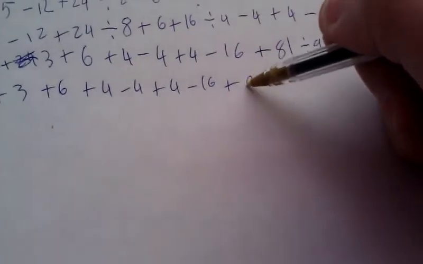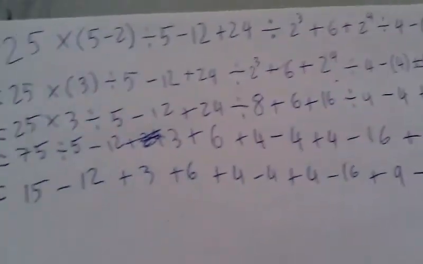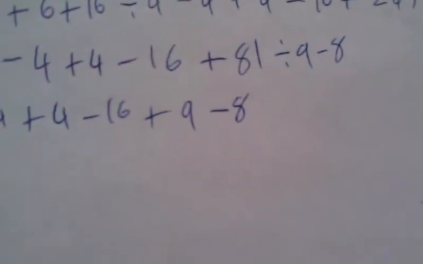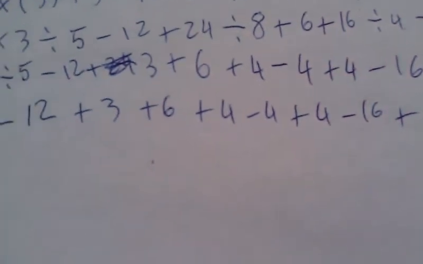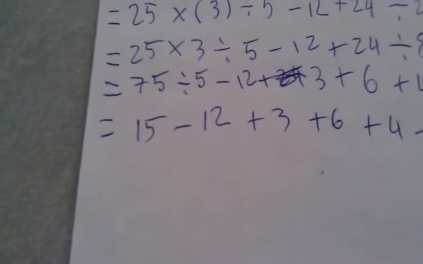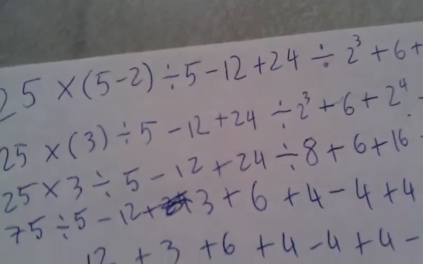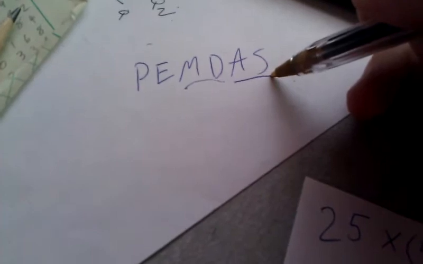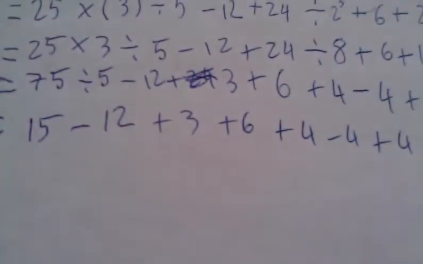Well, that's 9 minus 8. And then so we're looking through this equation. There's no more higher order operations, so all that's left is the addition and subtraction, and we just go left to right.